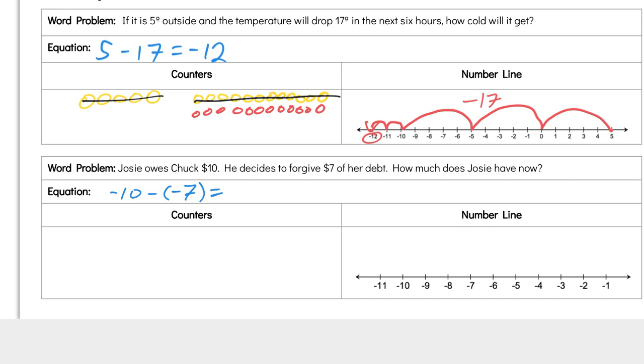So how does that look with counters? Well, she starts with 10. Okay, we've got 10 negative counters, and now we have to take away 7 of those negative counters. So we take away 5, 6, 7, and we end up with -3. She still owes Chuck $3. She's still in debt for $3. On a number line, it looks like this, where you start at -10 and you're adding 7. 1, 2, 3, 4, 5, 6, 7. We're adding 7 here, and the answer is right there.